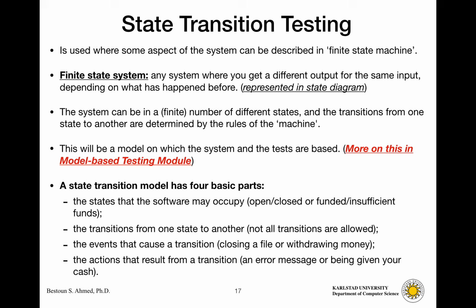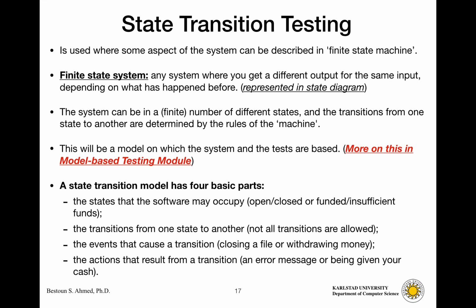But for now, a finite state system is any system where you get a different output for the same input depending on what has happened before. So that is the state of the system. So we have a finite number of different states and the transitions between these states. So you have states, which are the nodes, and then the transitions between them.